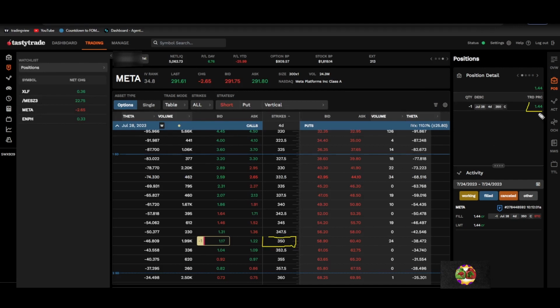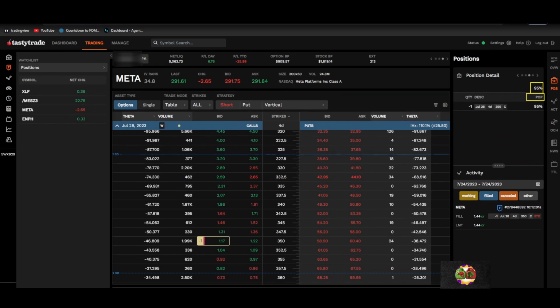Now, let me go over here to what is called POP, P-O-P. P-O-P simply means probability of profit. Now, it doesn't mean the probability of making $144 on the trade. It simply means probability of profit of making 1 cent or more, 1 penny or more. So I have 95% probability on this trade of making 1 penny or more.